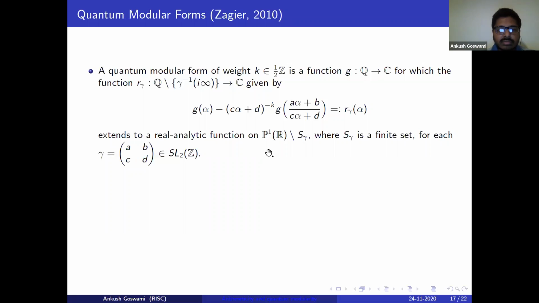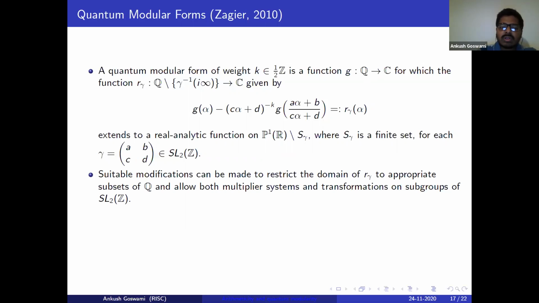Okay, so one can suitably modify the definition of a quantum modular form by restricting the domain of R_gamma to appropriate subsets of Q, and also allow certain multiplier systems and transformations on subgroups of SL2(Z).